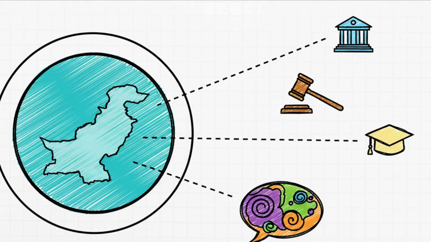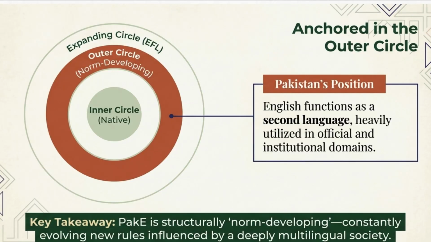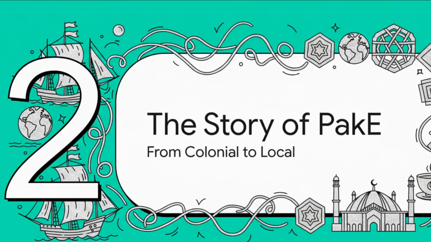So where does Pakistan fit in all this? Right in the outer circle. What that means is, while English isn't the first language for most people there, it plays this huge official role. We're talking government, courts, university, the whole shebang. But here's the really important part. This circle is what we call norm developing. That means it's not just borrowing rules from somewhere else, it's actively creating its own standards, influenced by this incredible multilingual society.